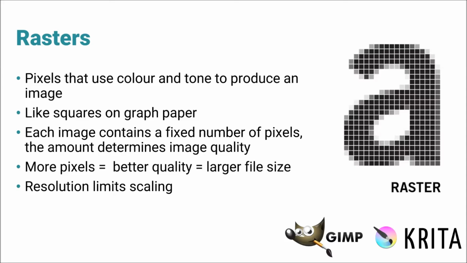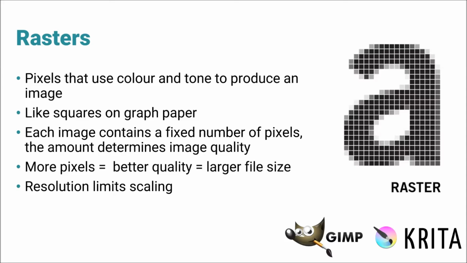Then the other type of image that we have is rasters, and rasters will probably be the images that most people are acquainted with because they make up the things we interact with most on a daily basis. They're produced through pixels, and each pixel has color and tone, and that is being used to then produce the image. So the analogy here is squares on graph paper.